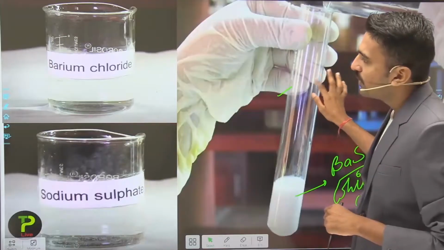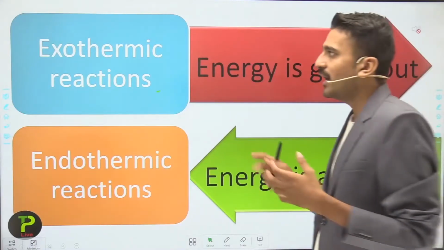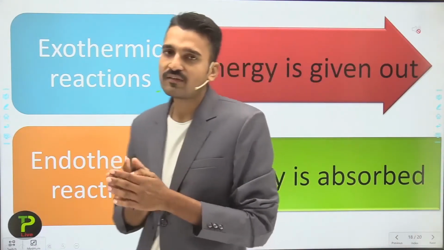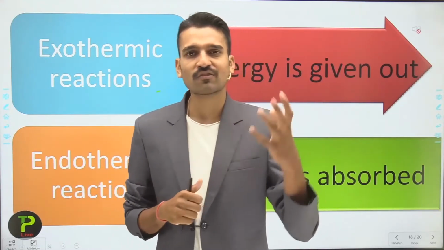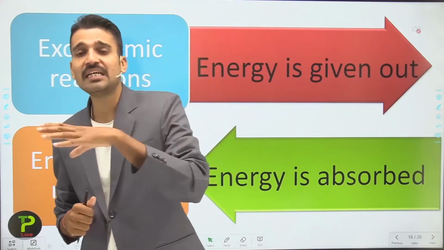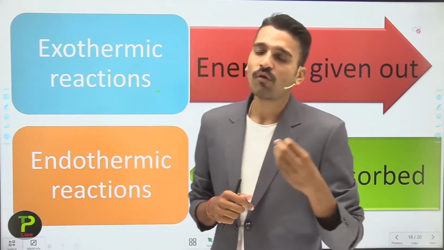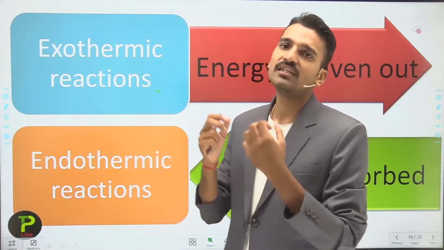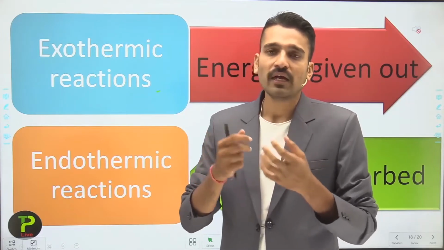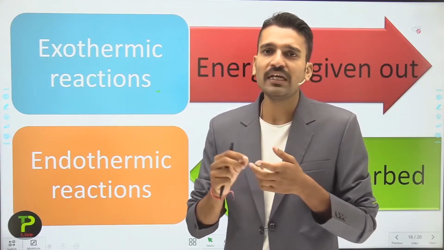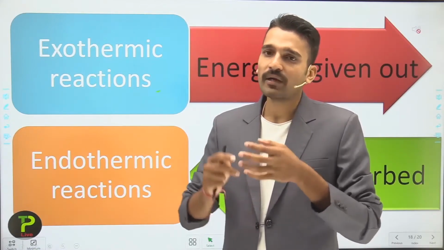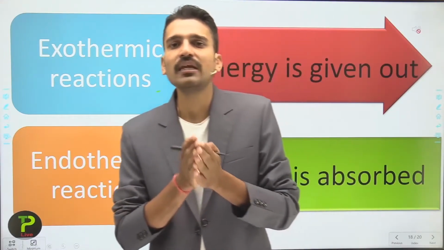Moving to the next type, exothermic reactions and endothermic reactions. This you have already studied in your lecture number 2. What are exothermic reactions? Those reactions in which heat energy is given out. What are endothermic reactions? Those in which heat energy is utilized. The energy can be in the form of heat, light or electricity, but in most of the reactions we see only heat energy.